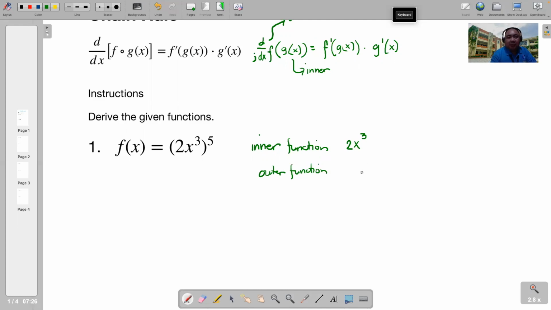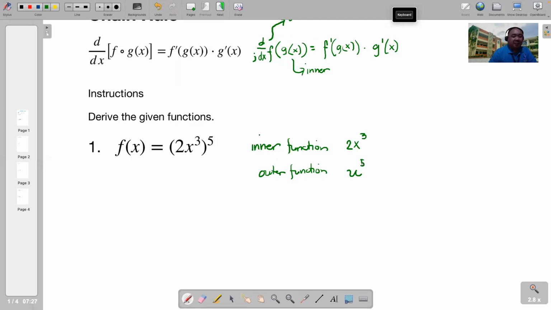If we consider 2x cubed to be something, let that be u, then the outer function is u to the fifth, something to the fifth. Of course, we do know that that something is 2x cubed. Okay? But just so you know, the outer function is u to the fifth.